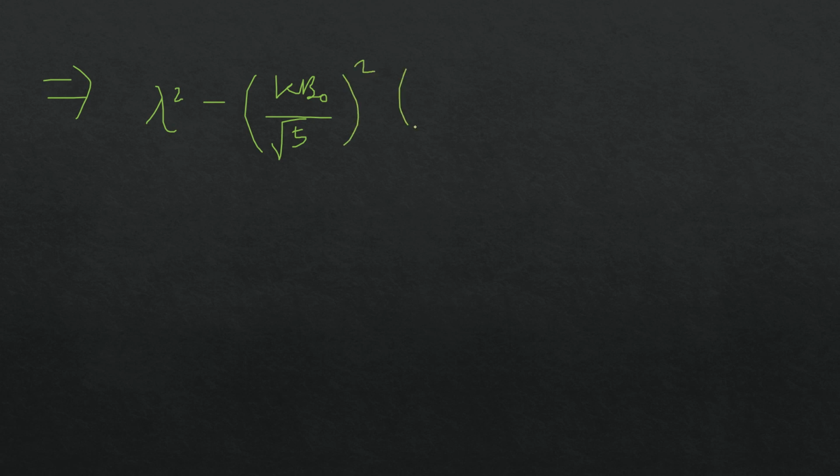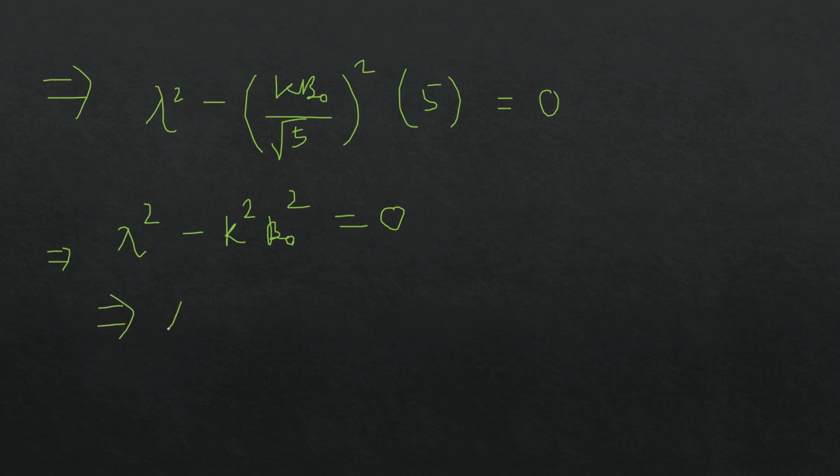If I do the simplification, I will get lambda square minus, try to do yourself from this point, k B naught by root 5 whole square times 4 plus 1, that is 5, is equal to 0. So lambda square minus k square B naught square is equal to 0. So lambda is equal to plus or minus k B naught.